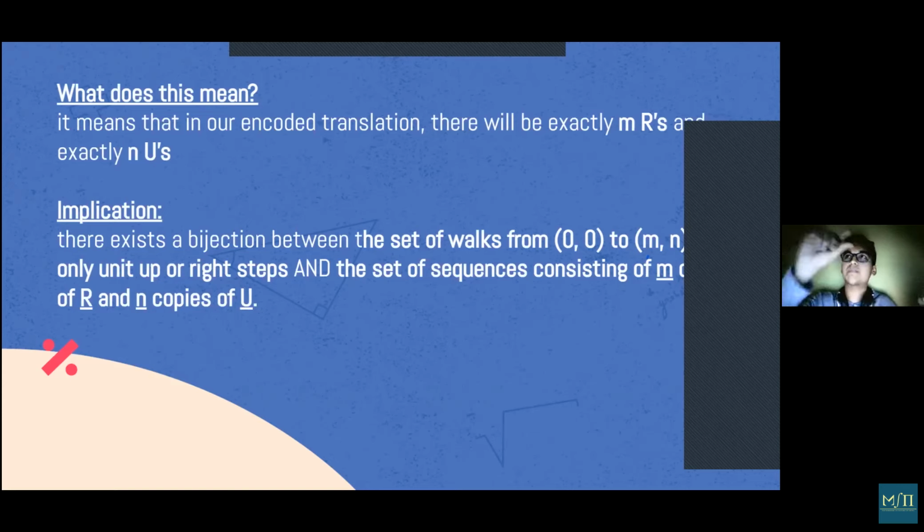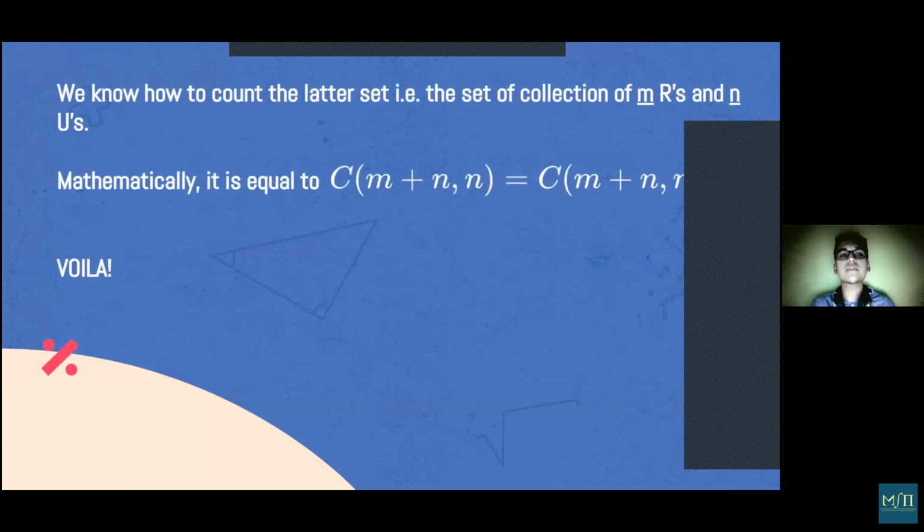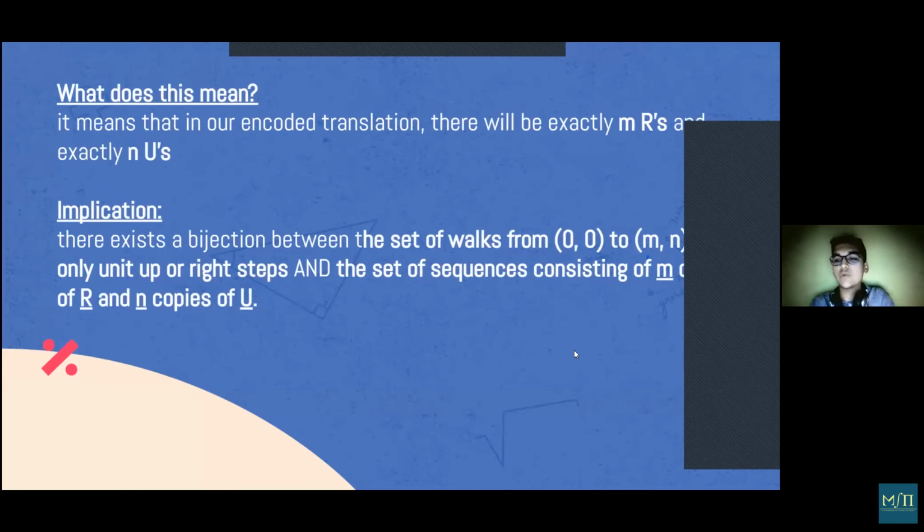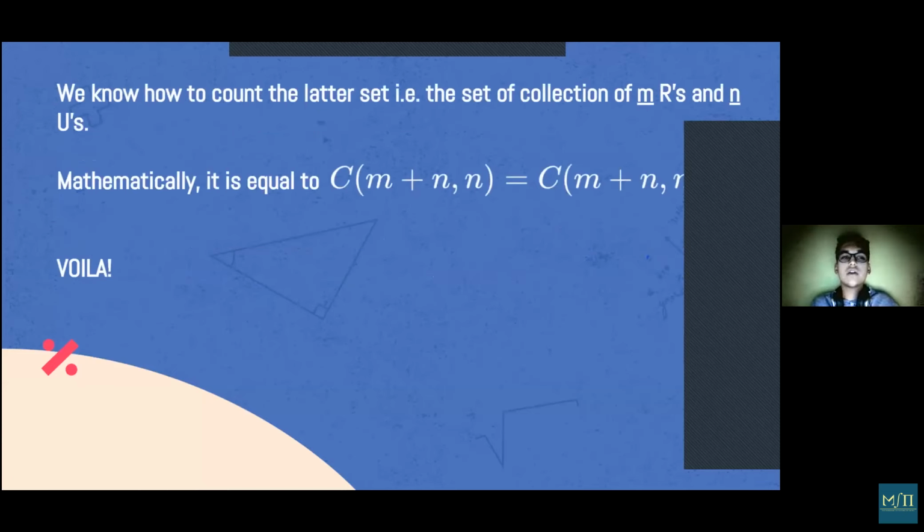Because for each particular path, you've got a unique translation using the trick that I had mentioned before, right? So with this out of the way, we can now move on to the mathematical part of this entire problem, right? Now we know how to count the latter set. That is to say, the set of sequences consisting of M copies of R and N copies of U, right?